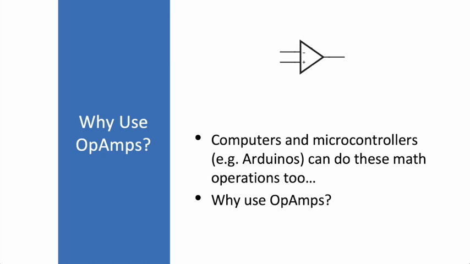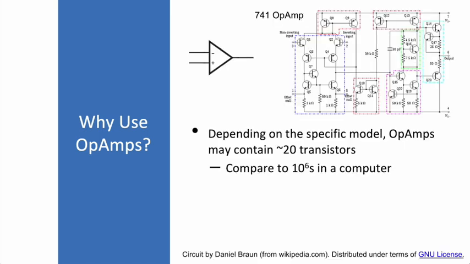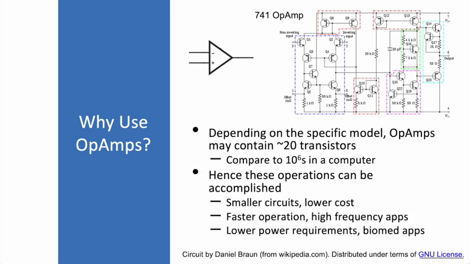Okay, so why use OpAmps to do these kinds of operations? Because other devices like computers and microcontrollers, like an Arduino and so forth, can do these kinds of math operations too. So why use OpAmps? Well, here's an internal schematic of an OpAmp, the 741, a classic device. It contains around 20 transistors or so. Compare that to a computer with millions of transistors. Hence, the operations we can implement using simple OpAmp circuits are in smaller circuits with a lower cost.